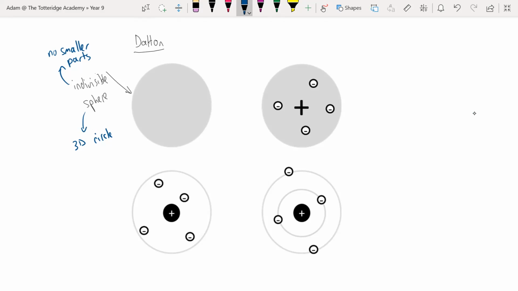All right, the next one, and that's pretty much it for Dalton. The next one already starts to have these little pluses and minuses. What was the name of this model? Call out your answer to screen on 3. 1, 2, 3. This is called the plum pudding model.